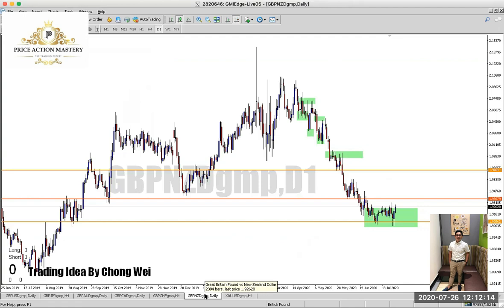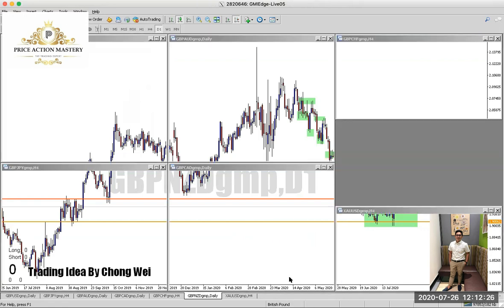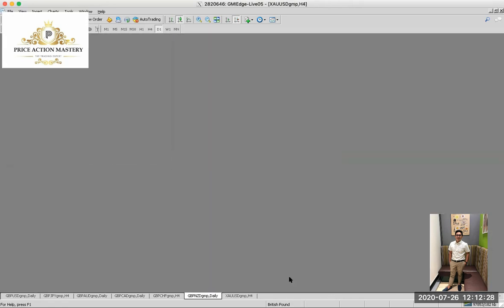The next will be GBP New Zealand. GBP Pound New Zealand is obviously a very clear downtrend. There's no doubt, just go for short entry. Very straightforward for this pair. The next will be our Euro pairs.